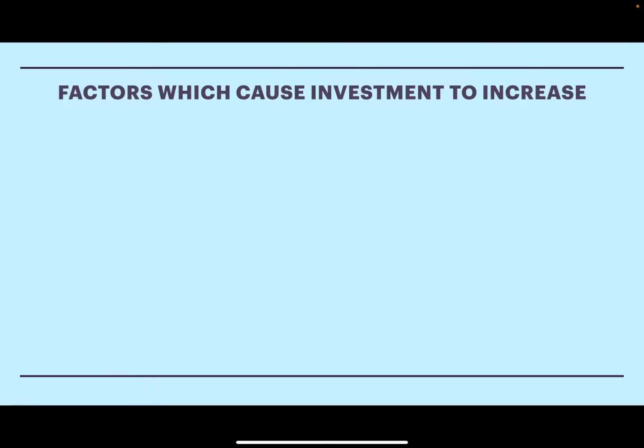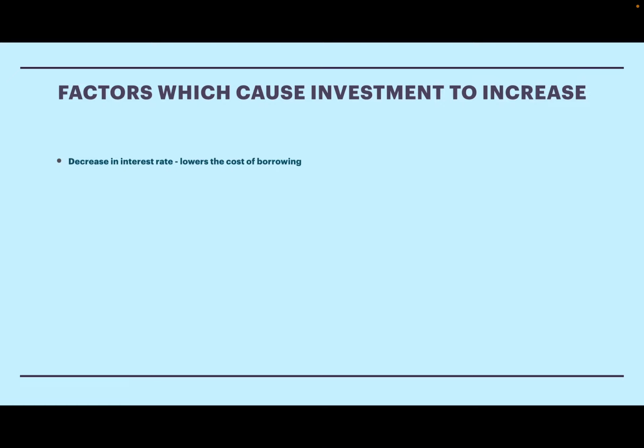Okay, so that's consumption. So there's quite a lot there in consumption. There's a lot of different things that can cause consumption to increase. Obviously, the opposites will be the case for consumption decreasing. Now we're going to look at investment. So again, we've got interest rates.